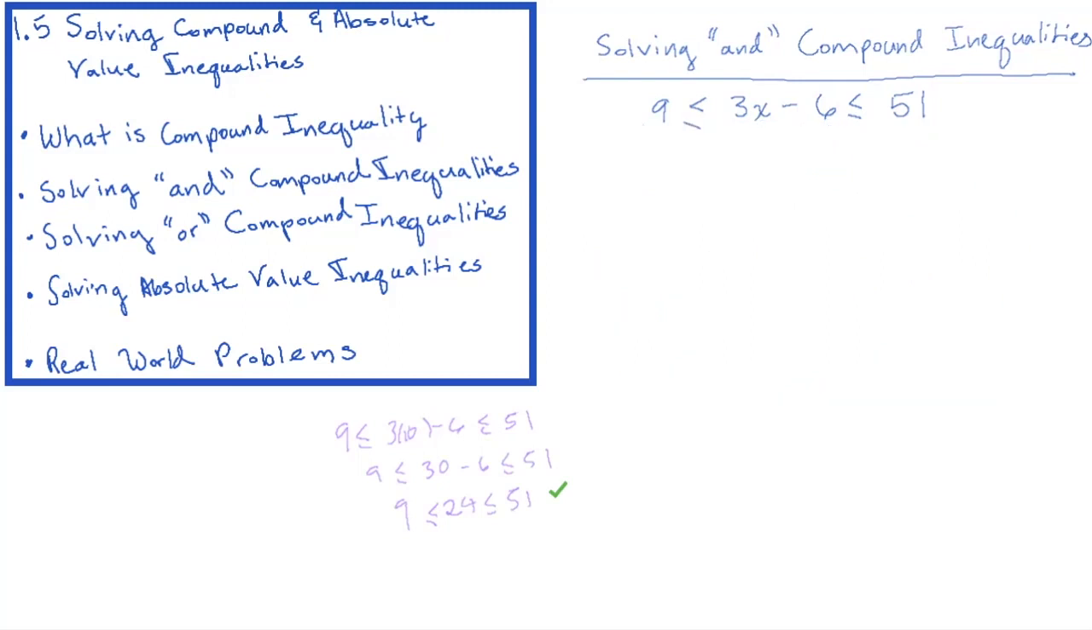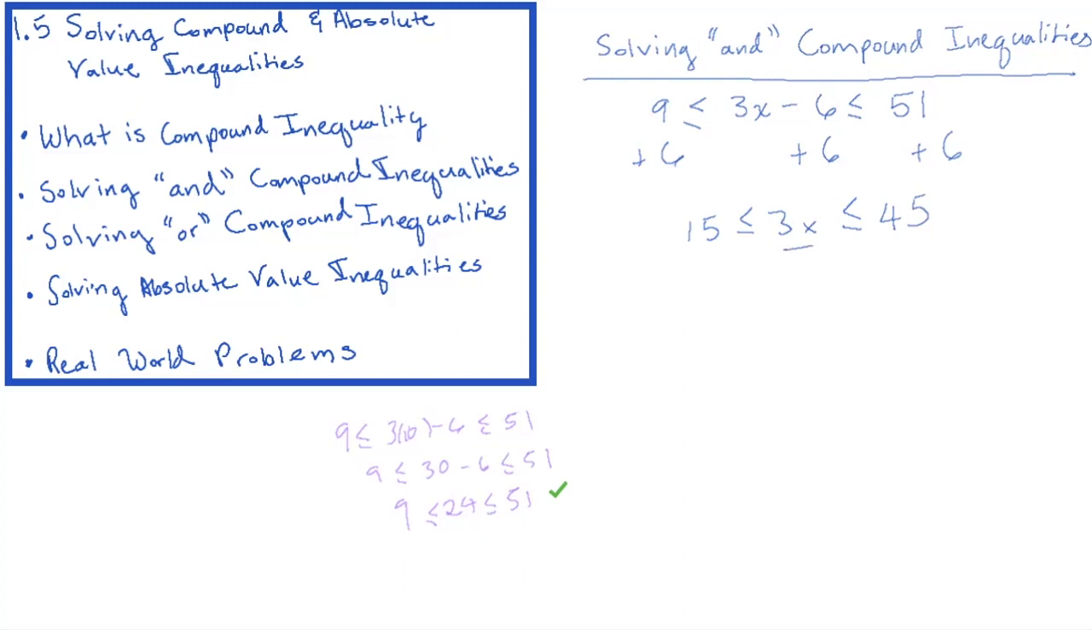What's another way we could have done this problem? Now be careful if you're going to use this method. What I'm going to do is deal with both inequalities simultaneously. So if I'm going to add 6, I'm going to add 6 here, and I'm going to add 6 here. Then that gives me 15 on the far left, just 3x in the middle, and then 45 on the far right.